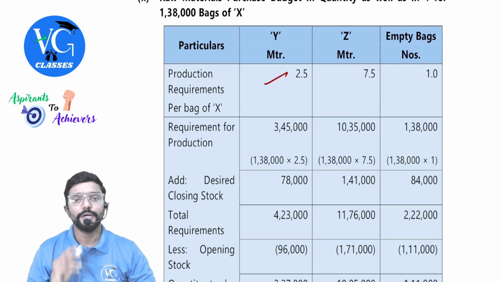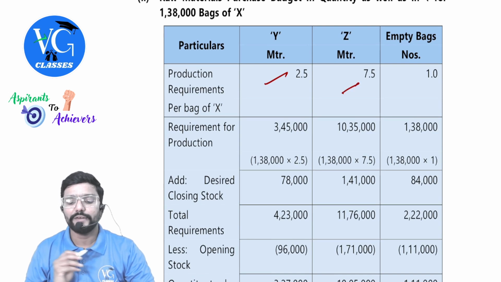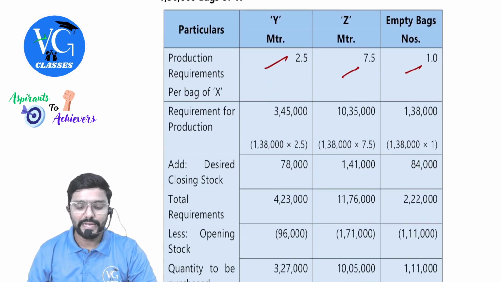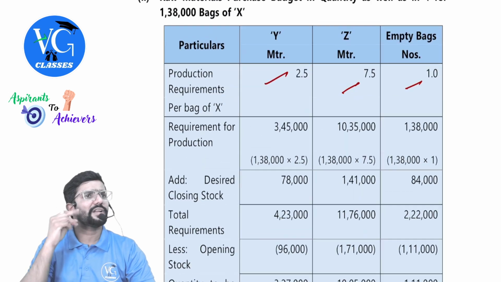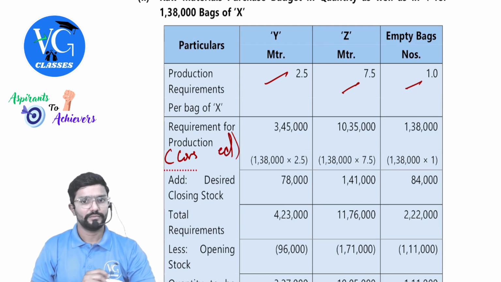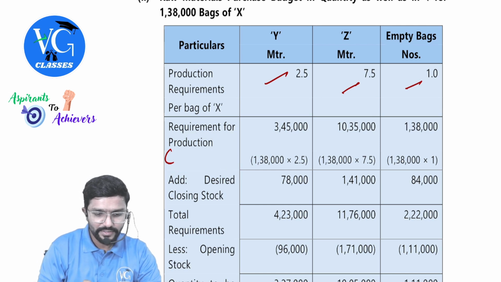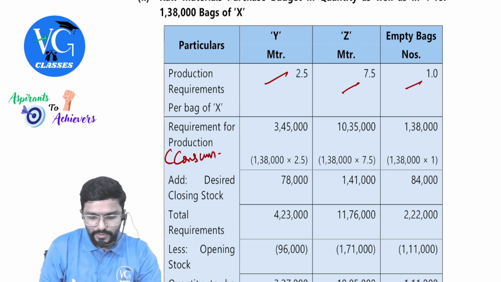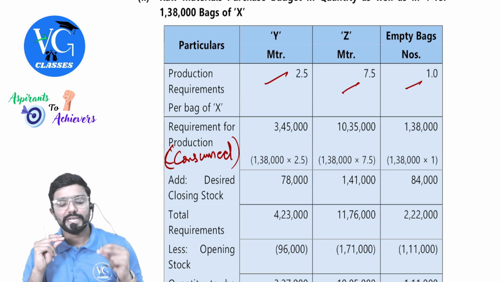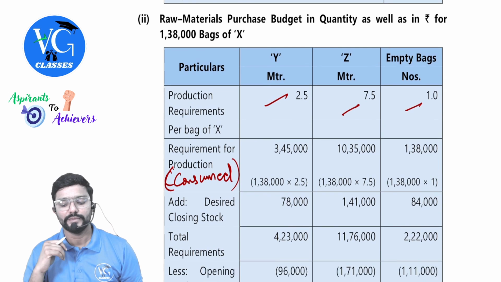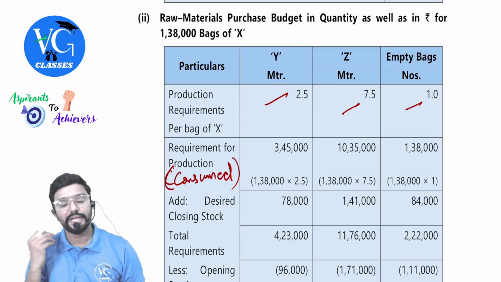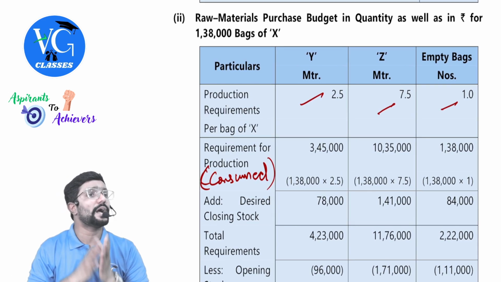For each bag, I require 2.5 meter of Y and 7.5 meter of Z and 1 bag. So how much production? 138. Now calculate. 138 into how much raw material is required? This is nothing but raw material consumed, guys. How much, guys? 138 is the production into 2.5. Same for Z, 138 into 7.5. Then empty bags 138 into 1. This is the total raw material consumed during the quarter.